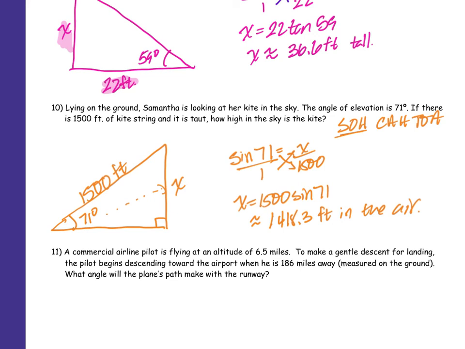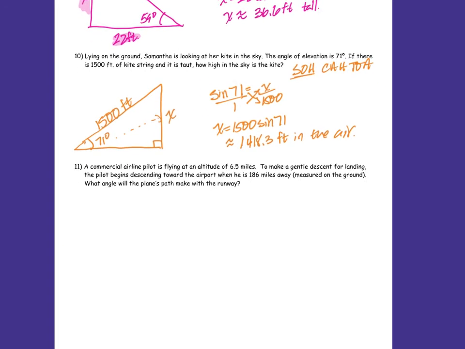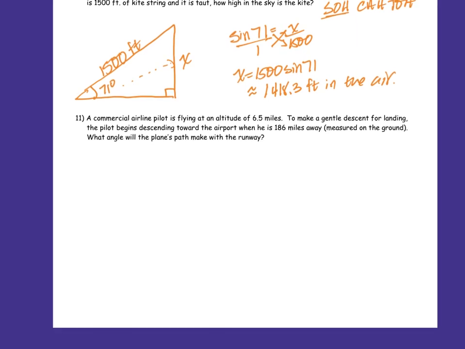Okay, questions? Okay. Last question says, a commercial airline pilot is flying at an altitude of 6.5 miles. To make a gentle descent for landing, the pilot begins descending towards the airport when he is 186 miles away when measured on the ground. What angle will the plane's path make with the runway?